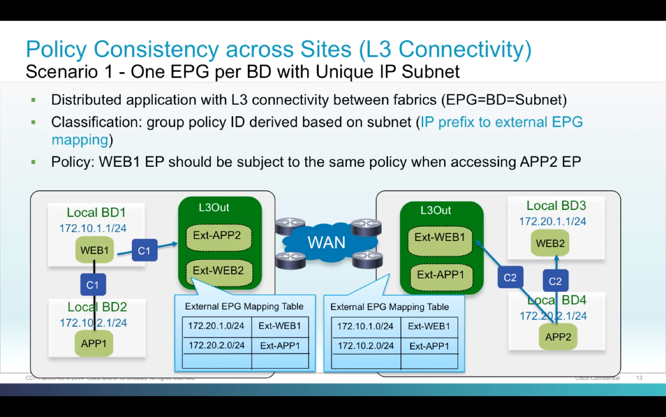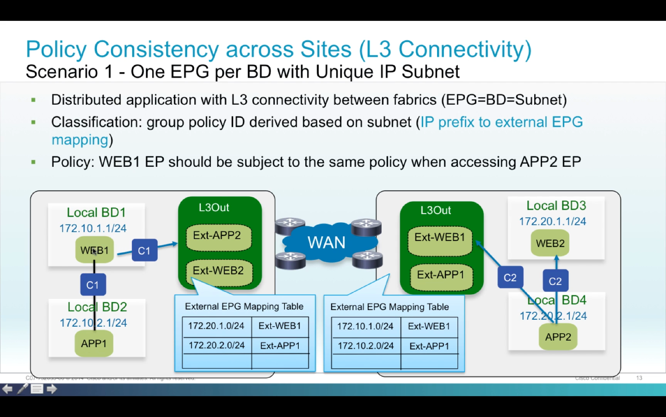Now comes the more tricky part. In the case of layer 3 connectivity, there is more than one contract that you have to deal with. There's a local contract between our app and web tier, that's C1, and there's also a contract towards the layer 3 out. The layer 3 out is what governs the connectivity over the layer 3 fabric to the other data center.